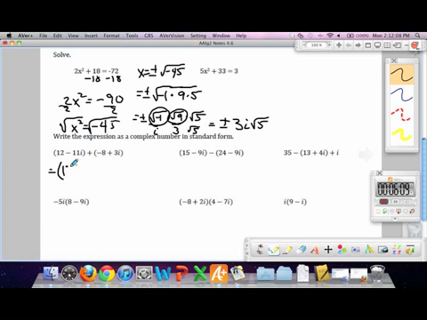And the imaginary parts are what? Negative 11i plus 3i. And our new complex number we get is what? 4 plus negative 11i plus 3i's is negative 8i's. Or 4 minus 8i's.